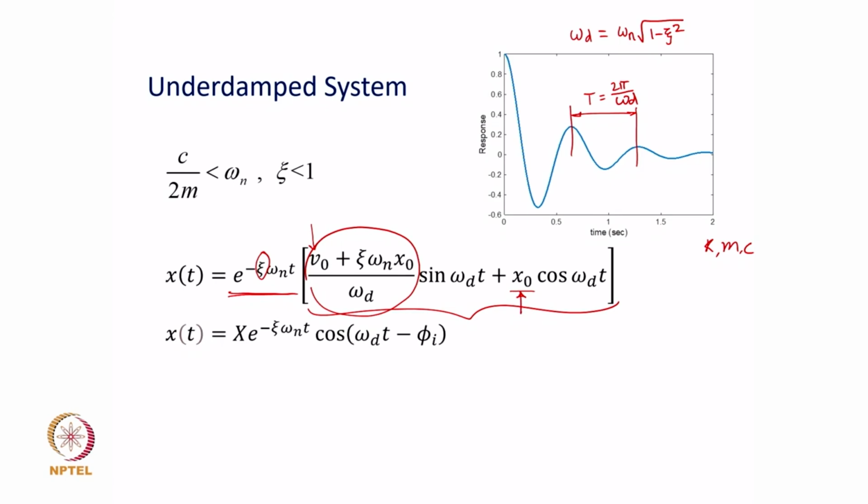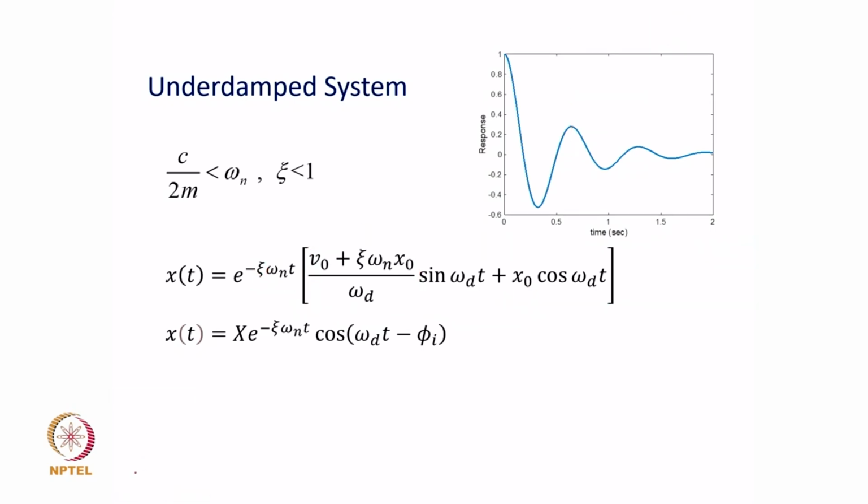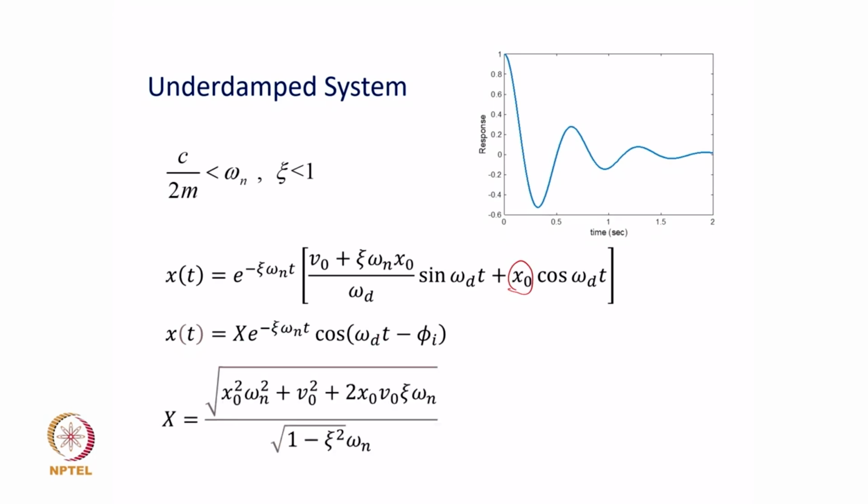You can reorganize the terms within the bracket and can write the same expression in a slightly different form. If you remember, we have done that earlier for the undamped vibration case. So, these two quantities can be clubbed, and then instead of that what you have is capital X e to the power minus zeta omega n t cos omega d t minus phi I, and we know that this phi I is the initial phase lag, the expression for which is given here.